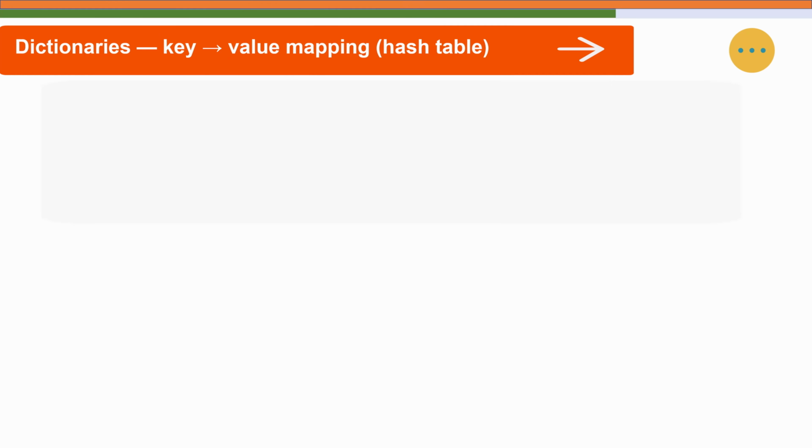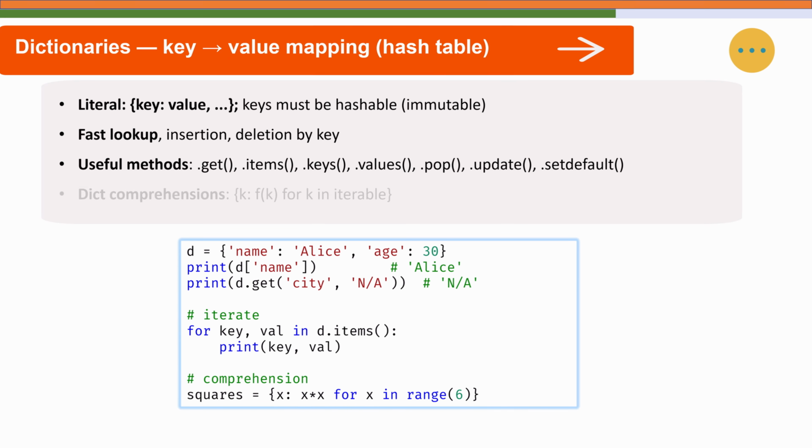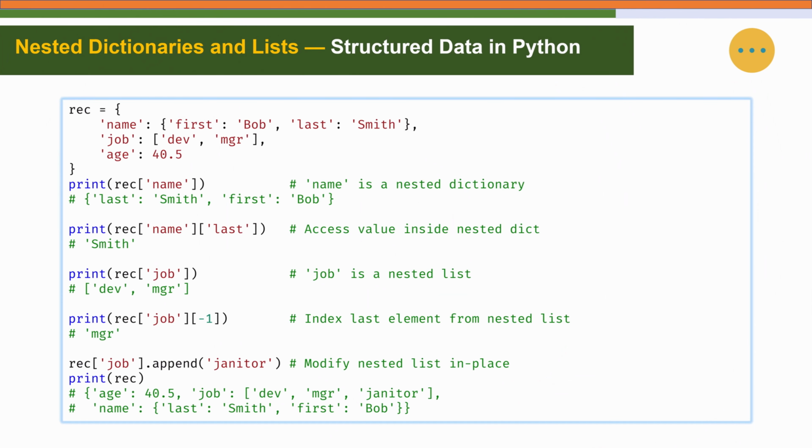Dictionaries map unique hashable keys to values. Keys are typically strings or tuples of immutables. Use d.get, and iterate with for k, v in d.items() to get both keys and values. Python dictionaries can store not only simple values but also other data structures like lists and even other dictionaries. So this lets us build rich and nested models that resemble real world records.